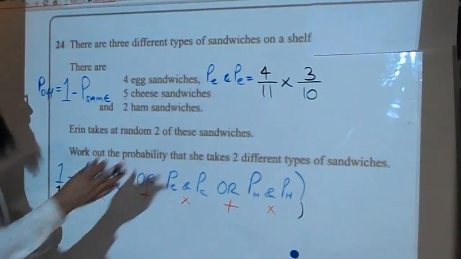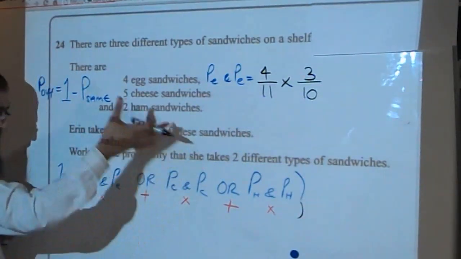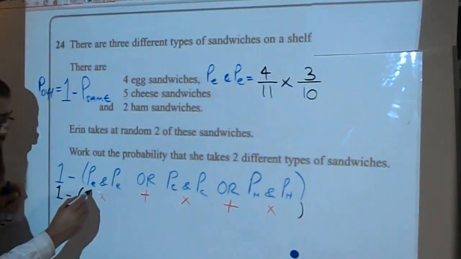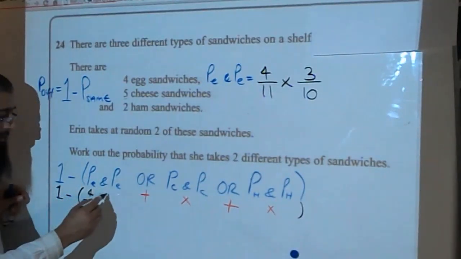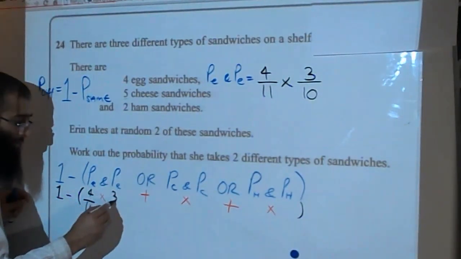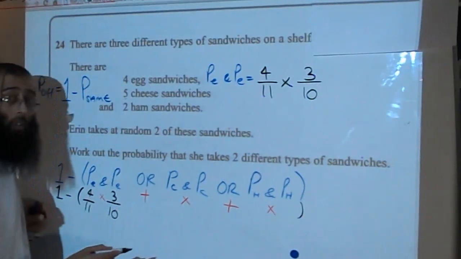Okay, probability of my first. I'm just going to copy this down over here. It'd probably be better to bring it like this now. So you have 4 over 11. 11 sandwiches, 4 of them are egg. Pick one of the egg ones out. You have 3 egg ones left, and you have 10 sandwiches left.